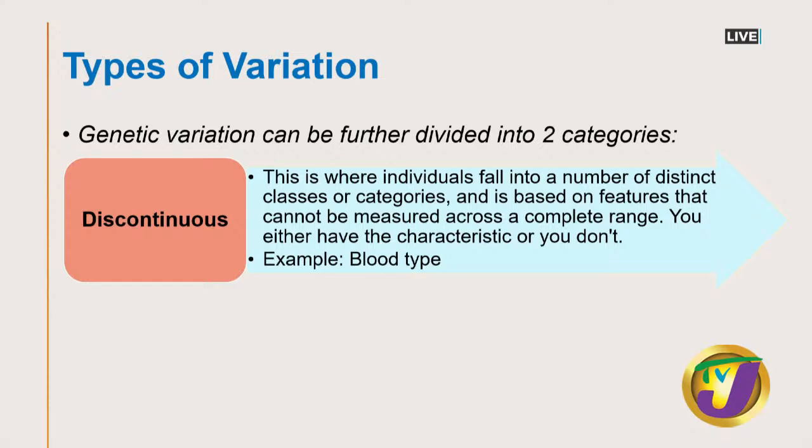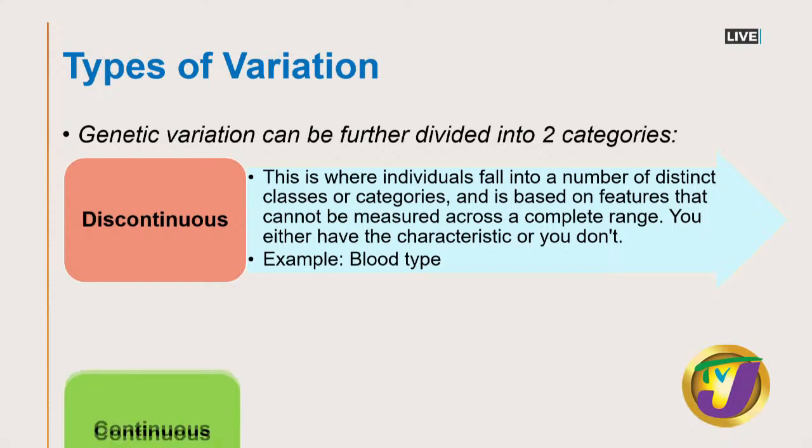Sounds a little bit complicated. Let's simplify it. For discontinuous variation, you either have that characteristic or you don't. So when we look at blood types, someone might have type A blood, but another person has type B, another category. Another person might have type AB versus another person who has type O blood type. So there are distinct categories when we speak about discontinuous variation. So remember, distinct, discontinuous.